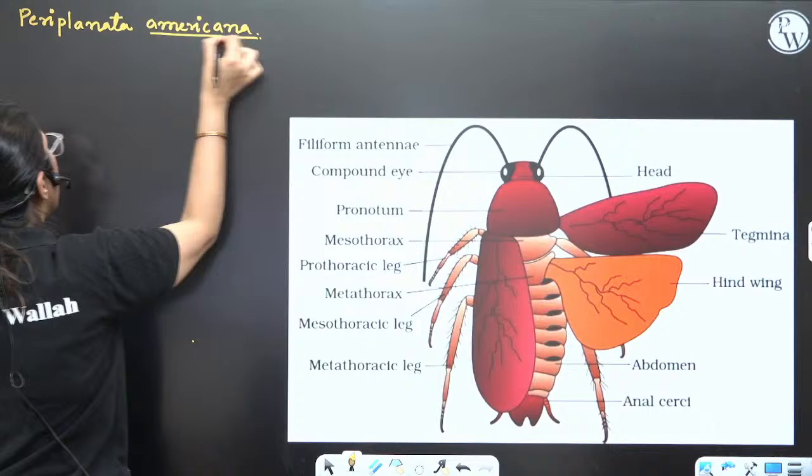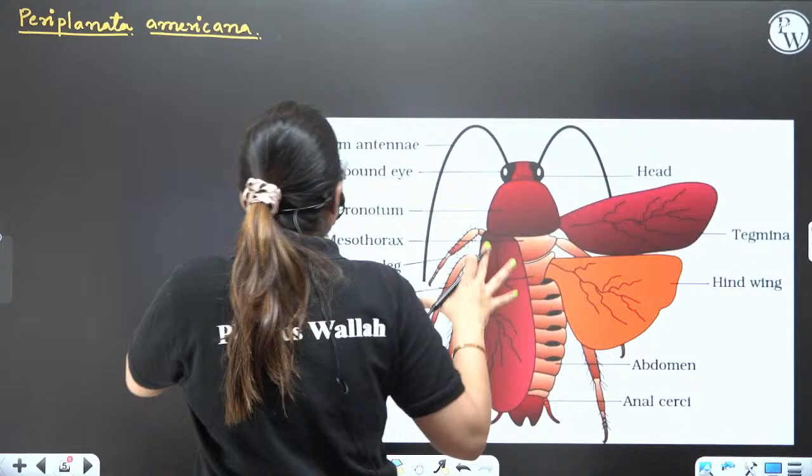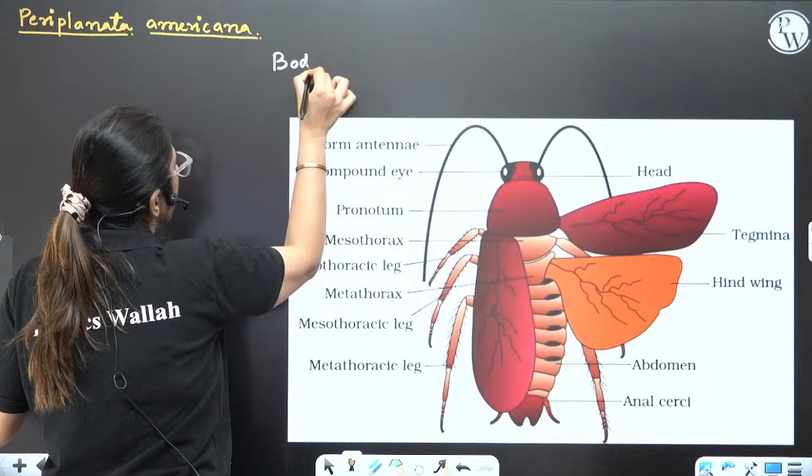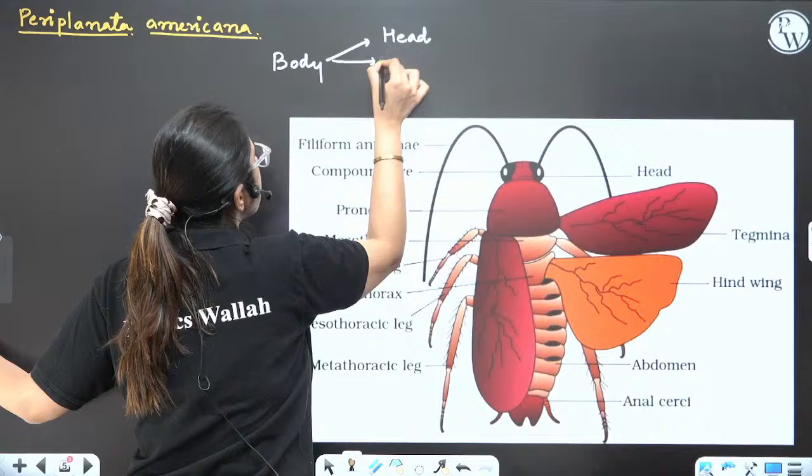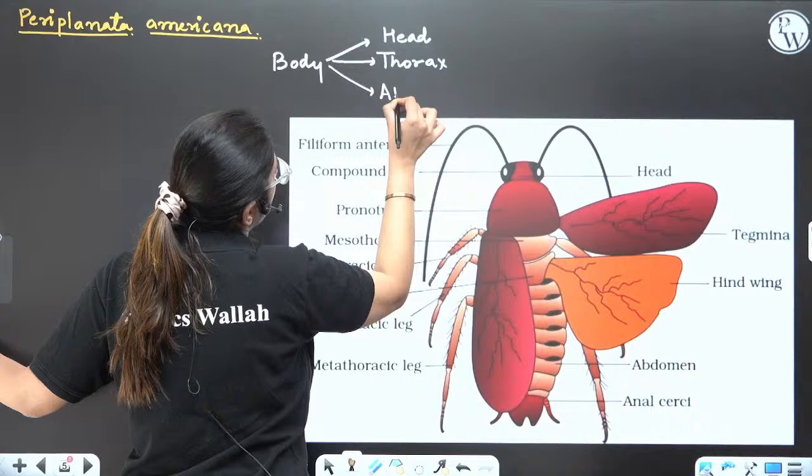Periplaneta americana. If you look at the body, the body is reddish brown in color, and it is divisible into head, thorax and abdomen. Now actually we are starting the topic. Okay, head, thorax and abdomen.